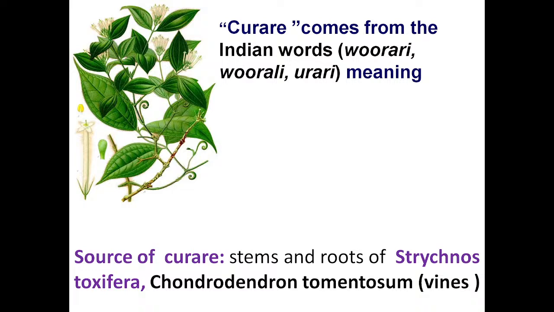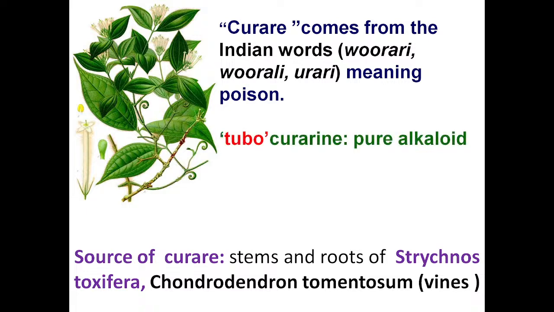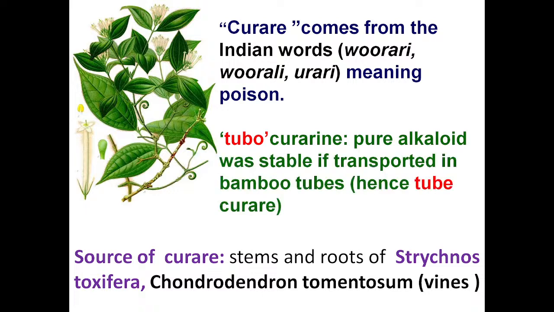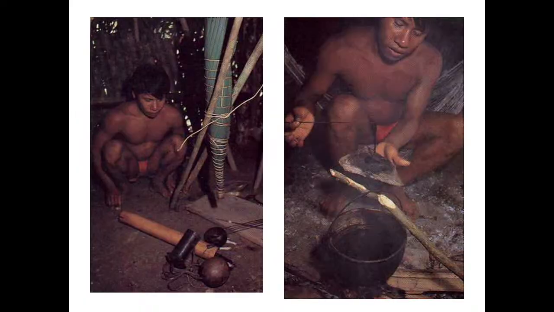From urare it became curare, and the tubo comes from this being stored in bamboo tubes. So that tube has come from the bamboo tubes in which the natives stored it. Okay, so that is how the name tubocurarine came. That's the problem with animation. I don't know if you can appreciate the picture. It's looking very dark. Anyway, there's another picture.